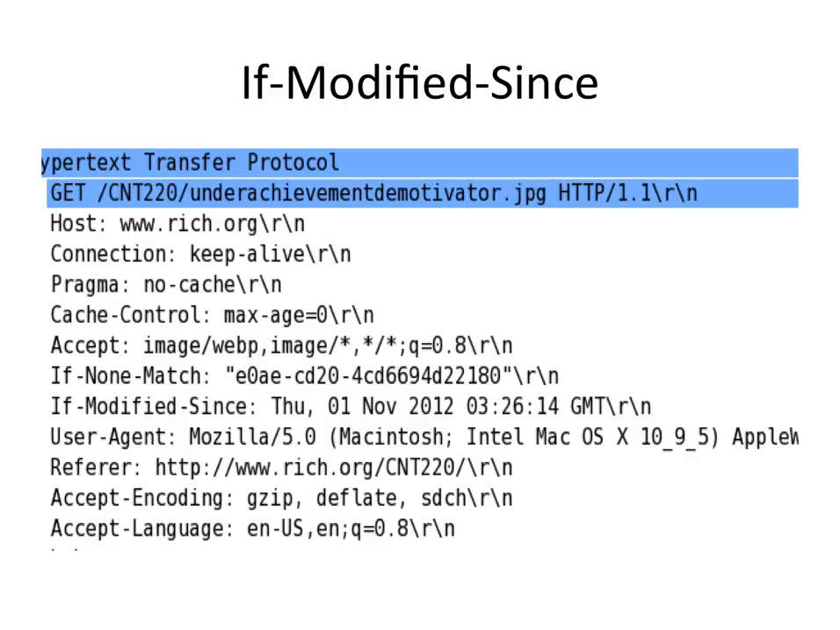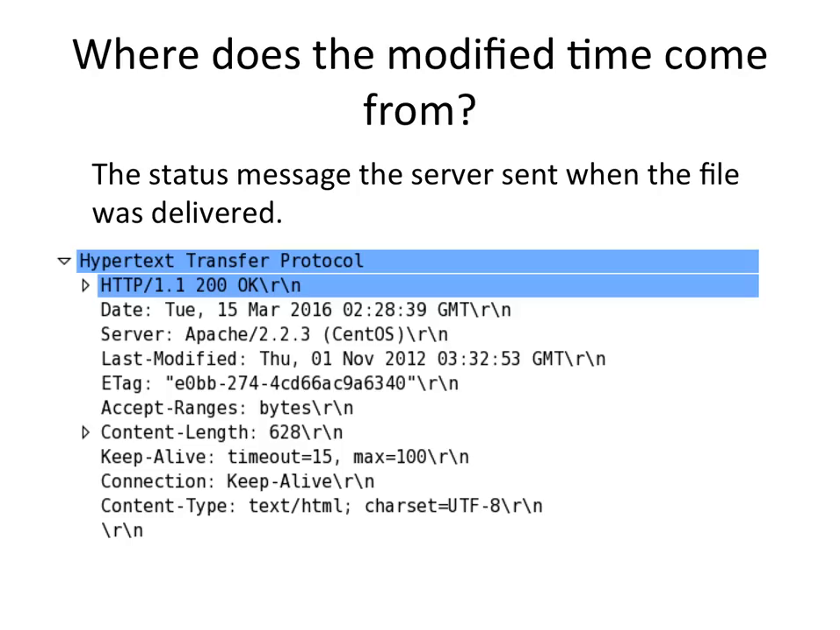So where does that If-Modified-Since time come from? Is that the time when the client accessed the server? No, that's actually the time when the file was saved, and we got that from the status message when the file was delivered. If we look at this HTTP response header, we can see there's a Last-Modified header field in there that says, hey, this file was last modified Thursday 01 November 2012 at 3:23:53 GMT.